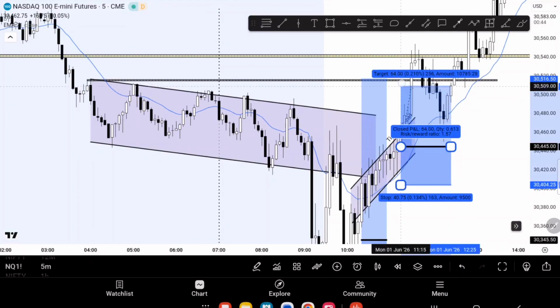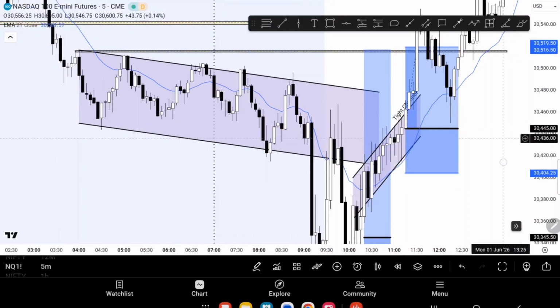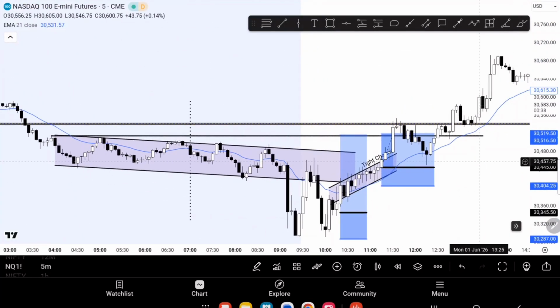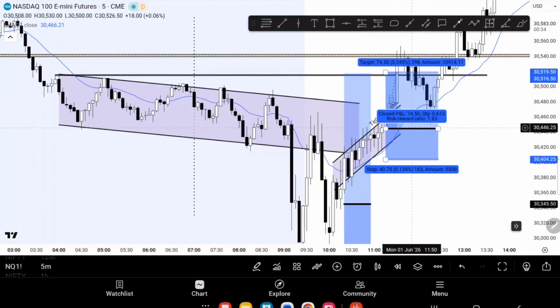Now, you would say this is not a 1 to 2. You're exactly right. This is not a 1 to 2 trade. But why did I take it? Because I was adding to my winning positions. That's what you have to do. You have to understand that when you lose, you have to lose small. And when you win, you have to win big.